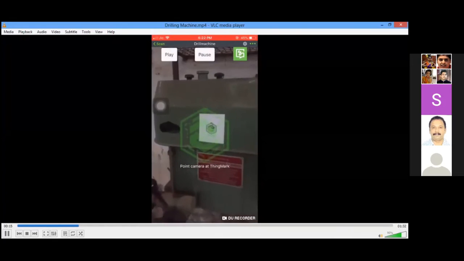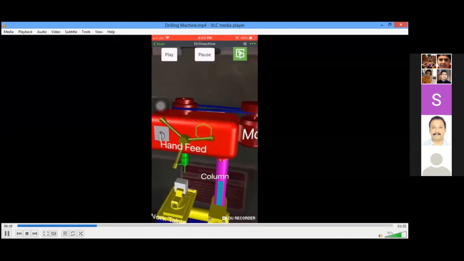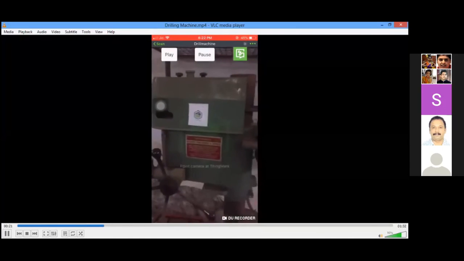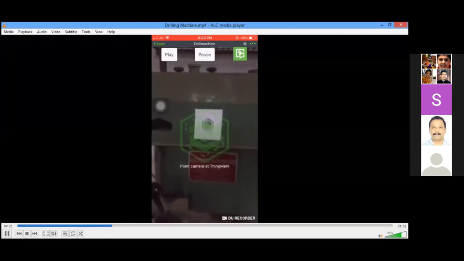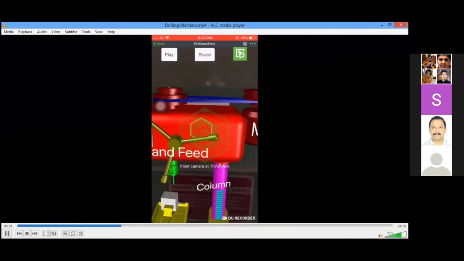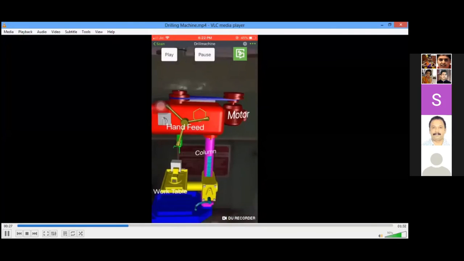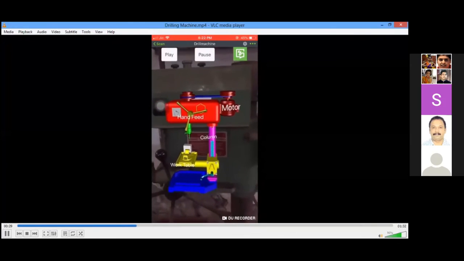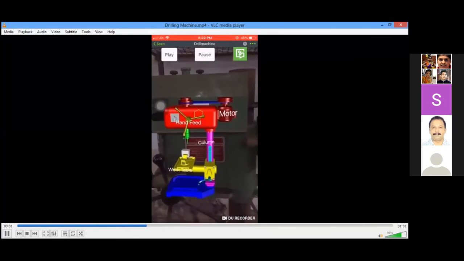So you can develop all these smart systems in your education institute as well. You can see upon scanning, the augmented reality experience will appear for the drilling machine, AR experience. And so this was a small work we have done.